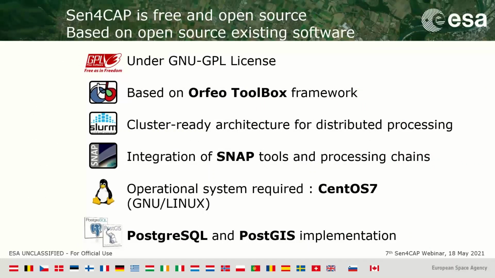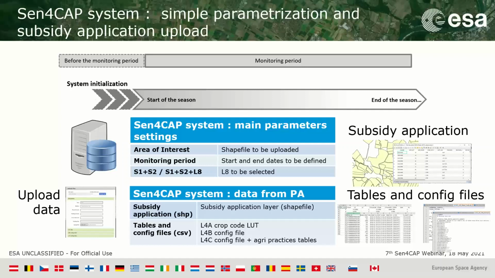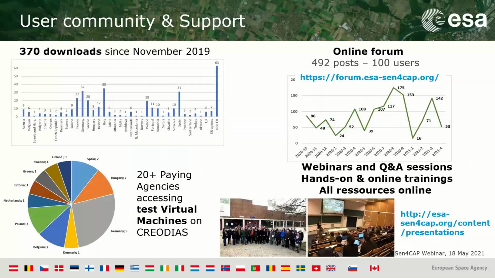This is free, open source. You can see here the existing software on which Sen4CAP is based. And the parameterization of the system is rather simple. I mean, you have to define, of course, your site, your monitoring period, which sensor you want to use, and then from the paying agency, the data that you have to upload, of course, the subsidy application, when it is available during the year, and you are asked to define some configuration parameters, and this is done through lookup tables, what we call the LUT, or some configuration files. I will not go into more detail about that.